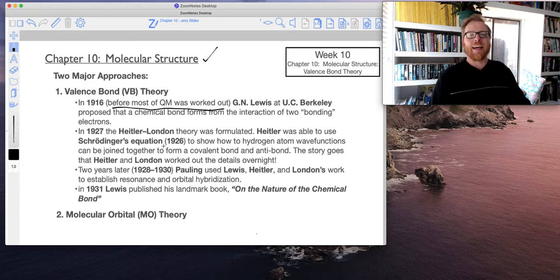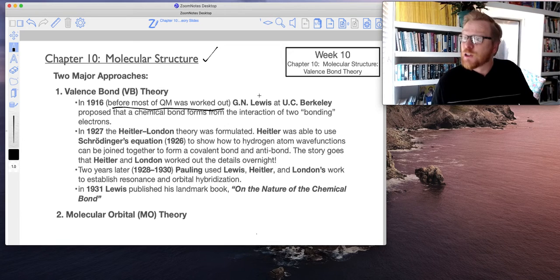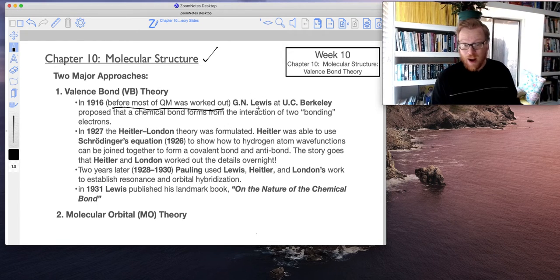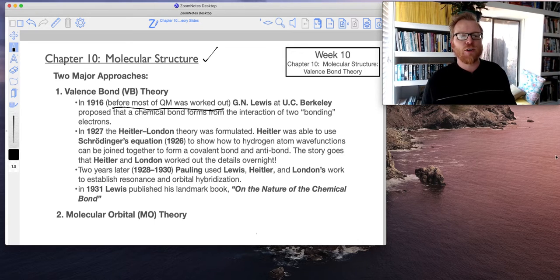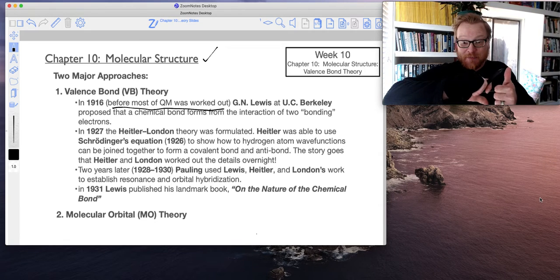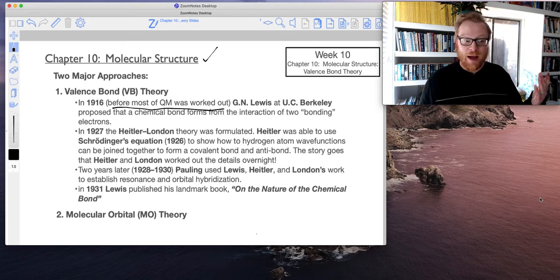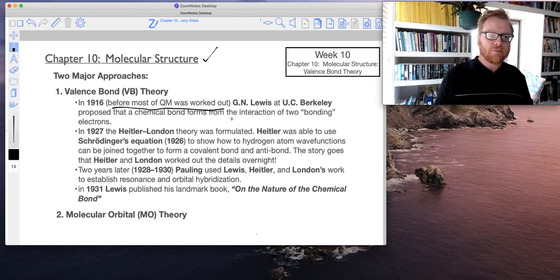But famously in 1916, Lewis himself, of Lewis structure, at UC Berkeley, proposed that a chemical bond forms from the interaction of two bonding electrons. So this is a hugely famous result, right? Because as we know, it's two electrons paired up that make a chemical bond. And he worked this out 10 years before Schrodinger worked out his equation.